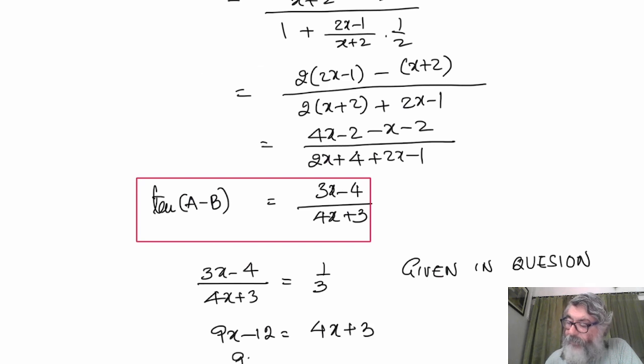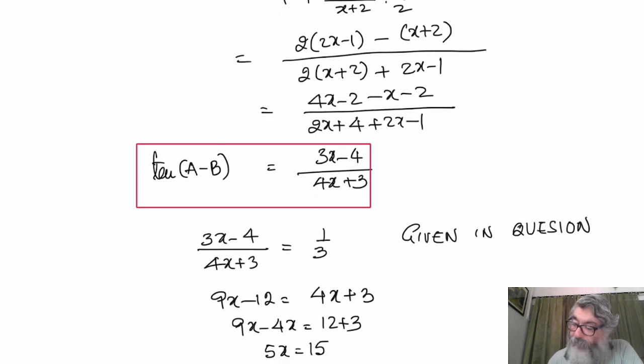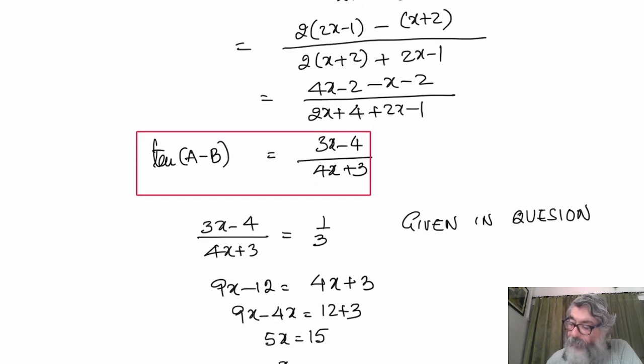9x minus 4x is equal to 12 plus 3. 5x is equal to how much? 12 plus 3, 15. So x will come out to be how much? x will come out to be 3.